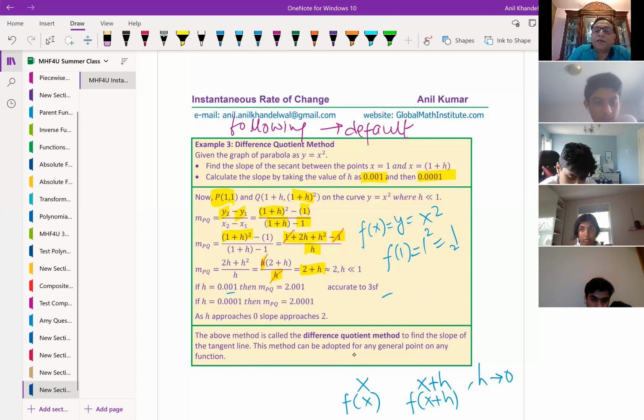Anyway, what we have done just now is a general solution. Is this clear to everyone? So this is a general solution.